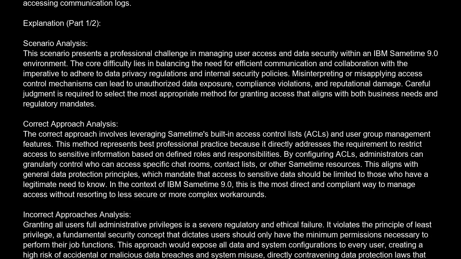The correct answer is B. Configure Sametime's access control lists, ACL, to grant specific permissions to the compliance officer group for accessing communication logs.